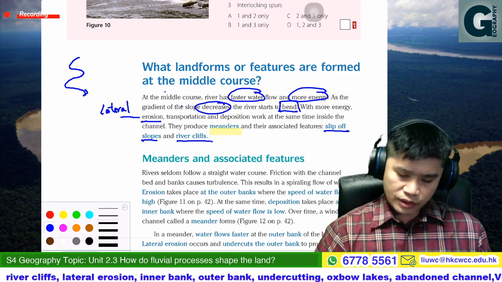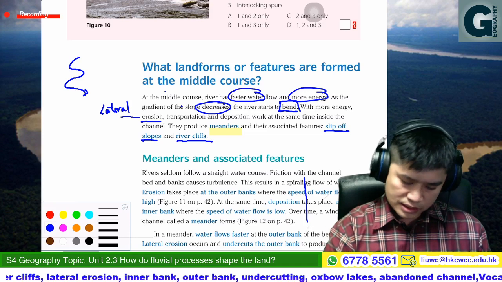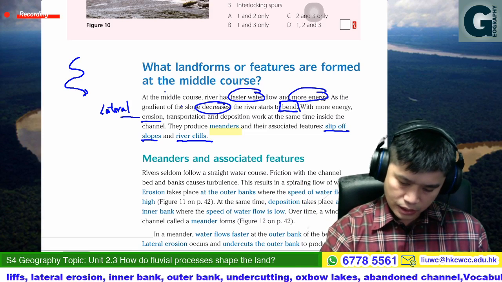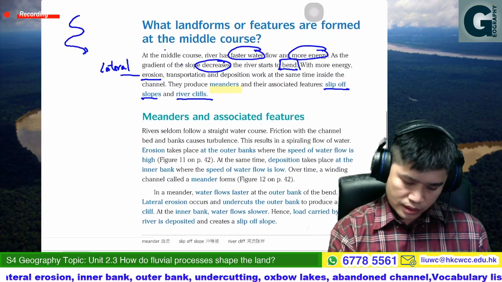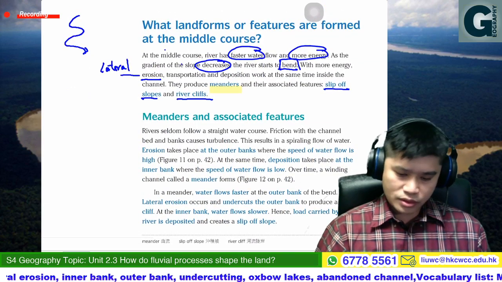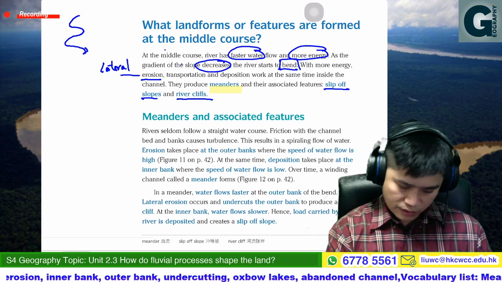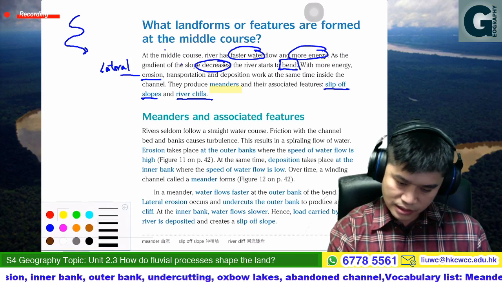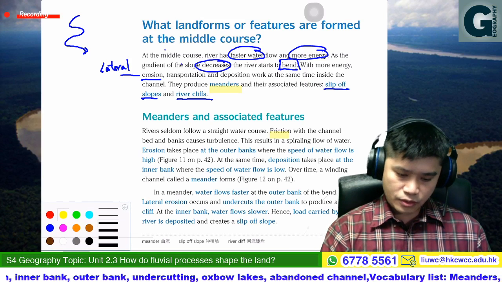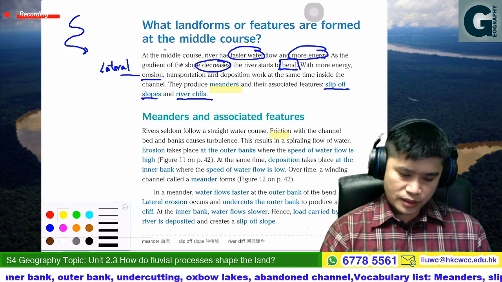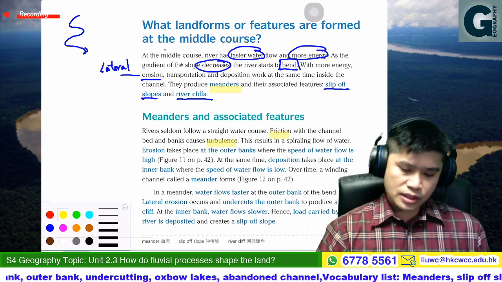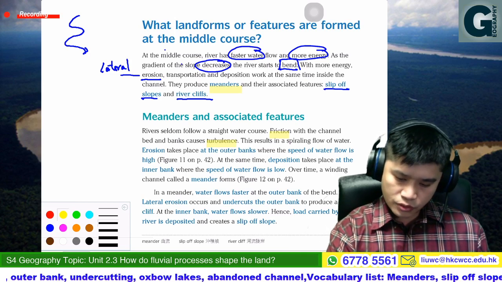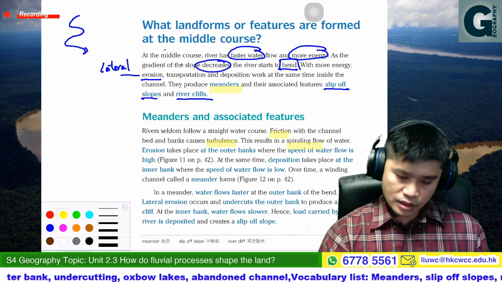Okay, so therefore, let's have a look. What is meander? Rivers seldom follow a straight water course. Friction, we have to highlight this. Friction with the channel bed and bank cause the turbulence. This results in the spiraling flow of river water.